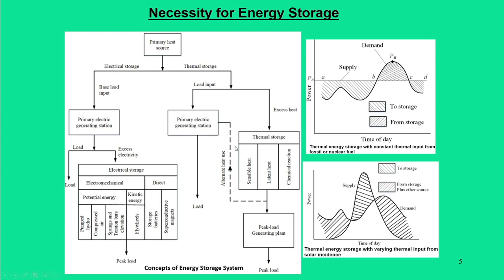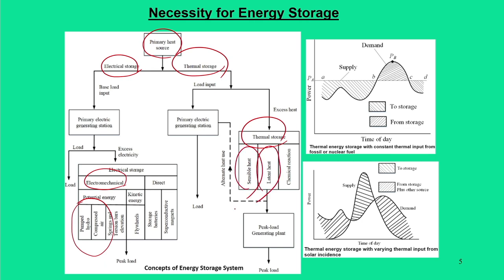So, the complete flow diagram shows that we have a primary heat source, and the method of storage is electrical and thermal. In our previous lectures, we emphasized electrical storage, mainly electromechanical systems such as pumped hydro or compressed air storage. And we also discussed thermal energy storage, sensible heat and latent heat.